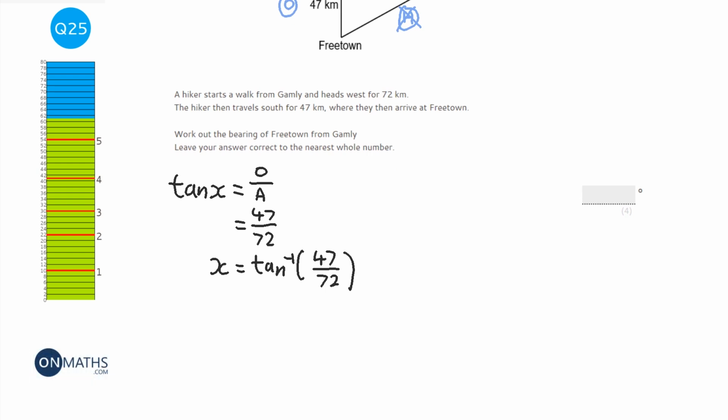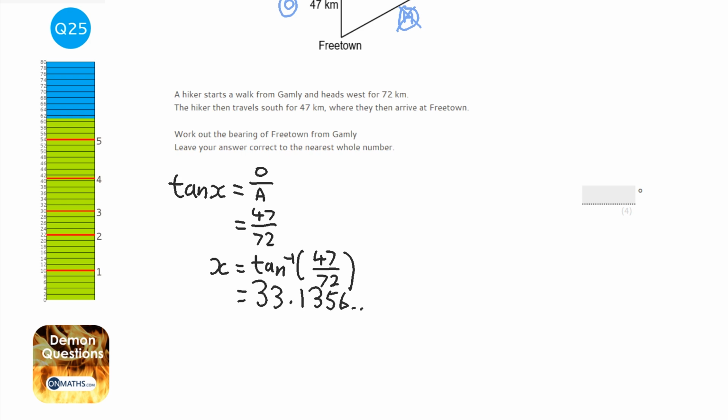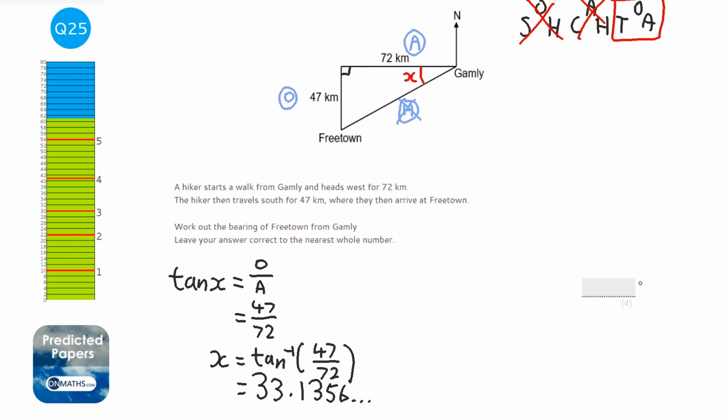On the calculator you want to click shift or the equivalent on your calculator and then tan, then you press the fraction button, 47, and go down, 72. Just don't forget to close the brackets. Every time you click tan or inverse tan, it opens a set of brackets, so make sure you shut them. Let's press equals, and that equals 33.1356, and so on. So x is 33, but we still haven't got a bearing.